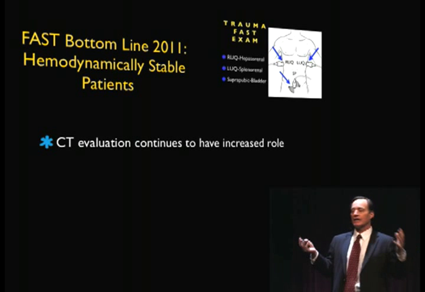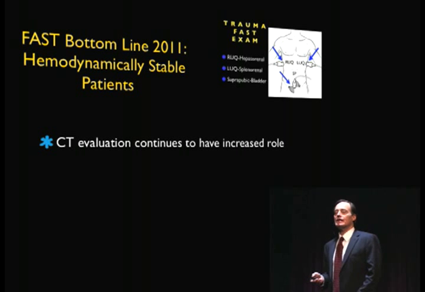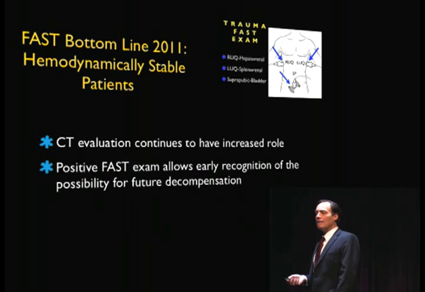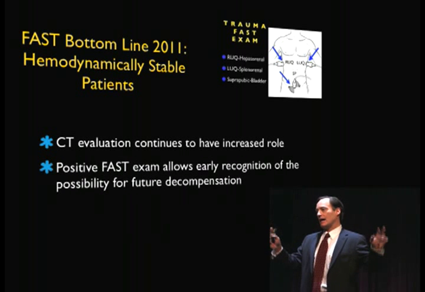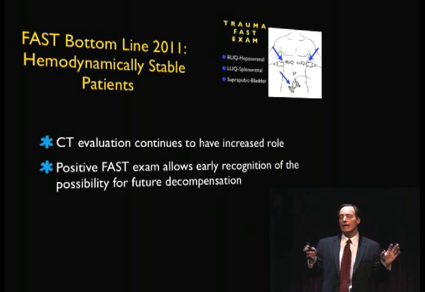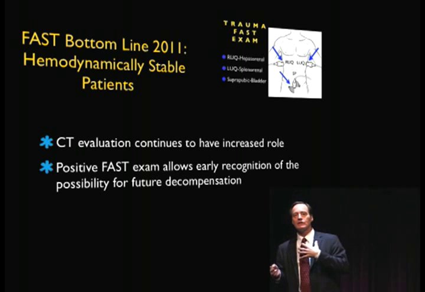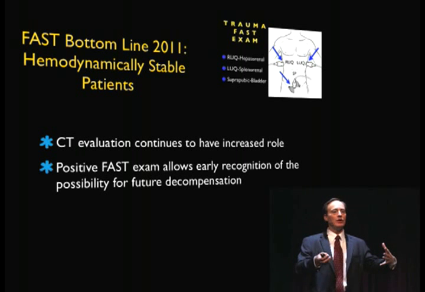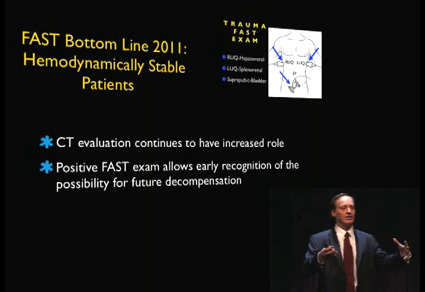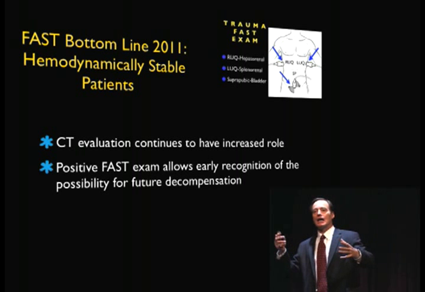Looking through the patient. So the CAT scan is getting better, and continues to have an increased role in your hemodynamically stable patient. However, a positive FAST exam in a patient who comes into the emergency department, into your trauma bay, continues to be helpful because it tells you that that patient has a possibility for decompensation. Okay? What it tells you, heads up on that patient. This patient may go south. Let me get blood up. Let me start getting my 2 lines.